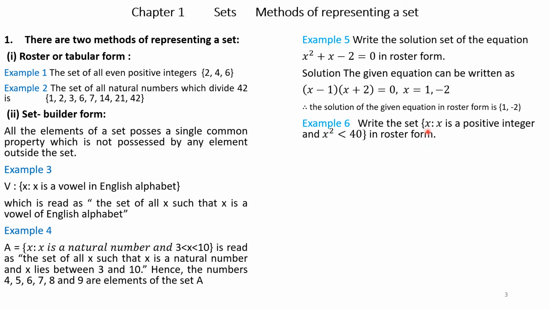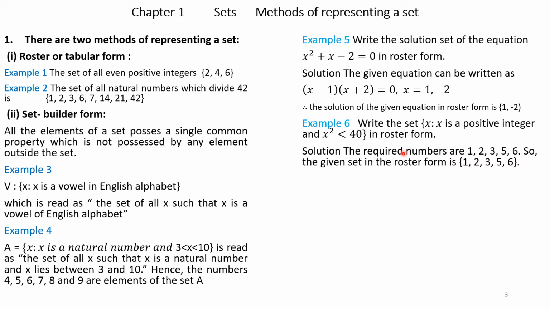Example 6. Write the set of all elements x such that x is a positive integer and x square is less than 40 in roster form. We can write it as: the required positive integers are 1, 2, 3, 4, 5, 6. So the given set in the roster form is {1, 2, 3, 4, 5, 6}.